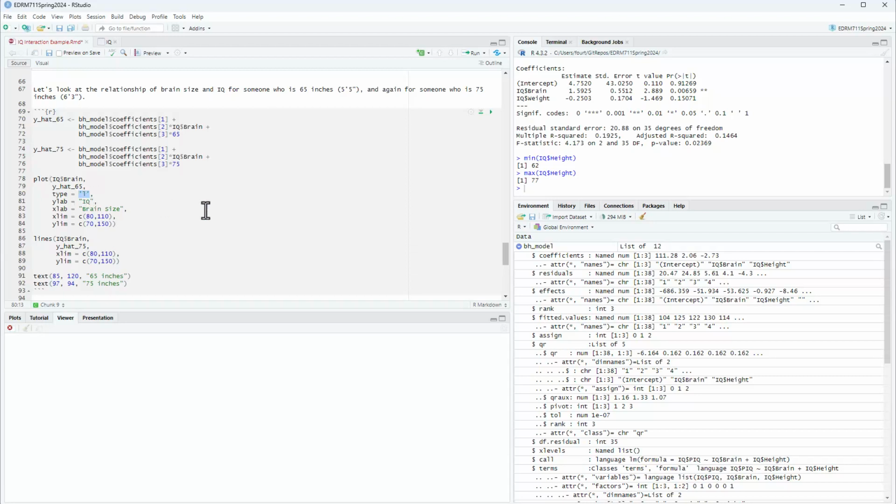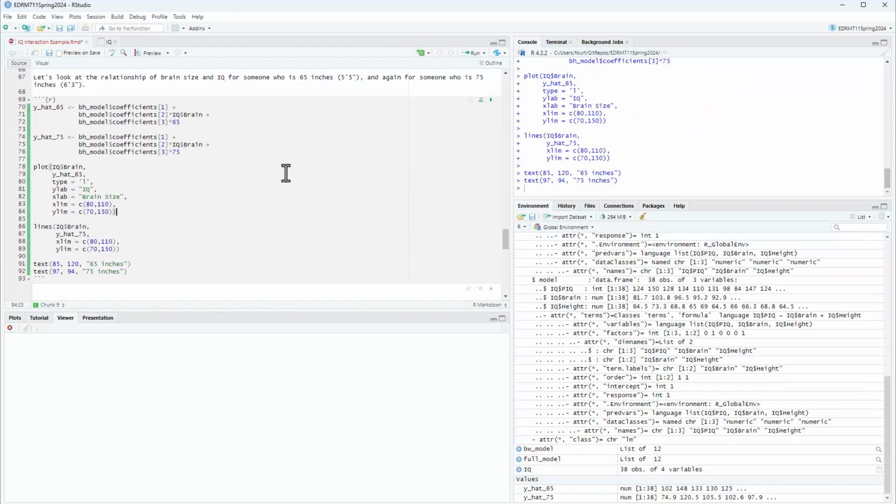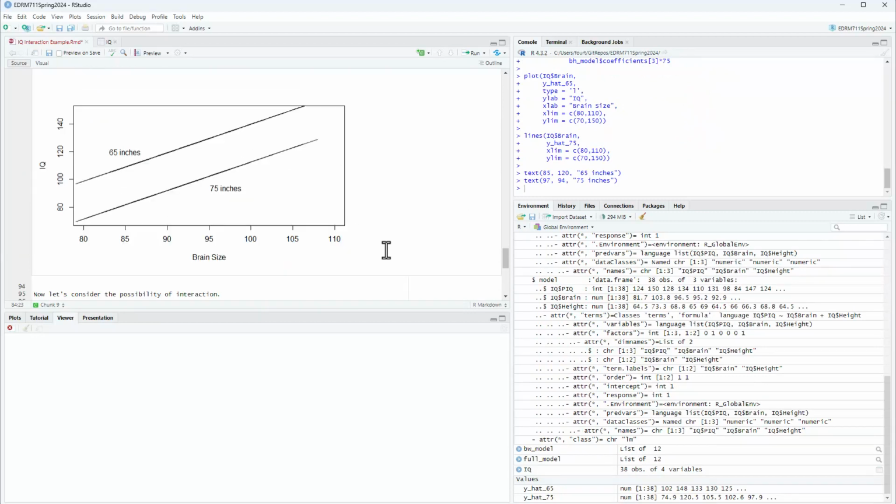I'm going to put in a line, and then I'm going to label the axes and do a little bit of limiting of the range to make a nicer plot. Then I'm going to put in just a line on top of that plot for IQs that I predict for 75. So keep in mind that the Y hat 65 is a predicted IQ for someone who's 65 inches, and this for 75 inches with varying brain sizes. All right, here we go. And there's my picture. So this is the relationship here of brain size to IQ.